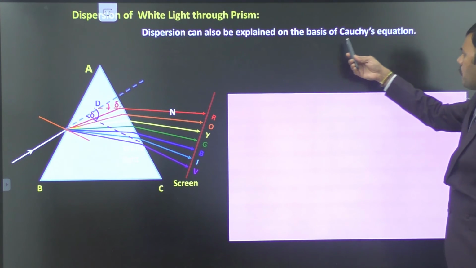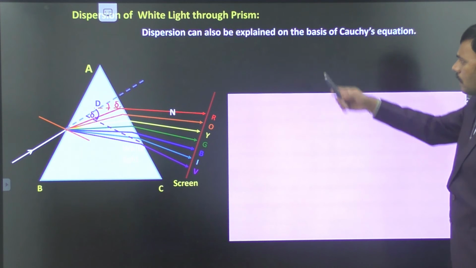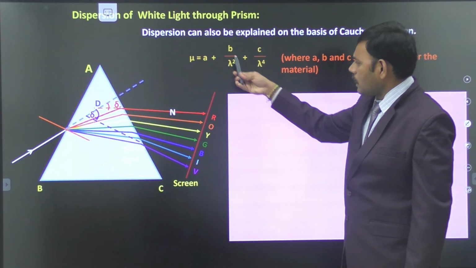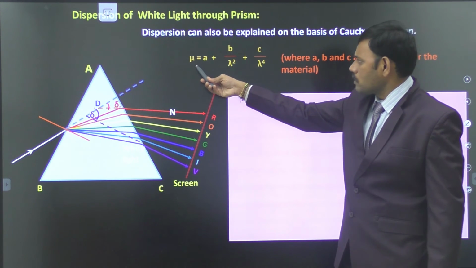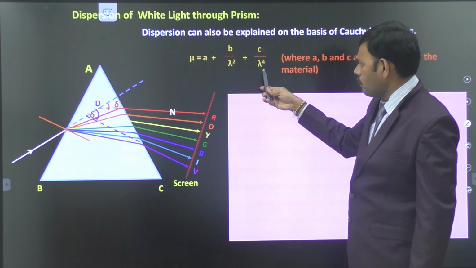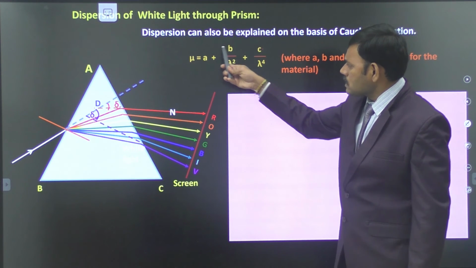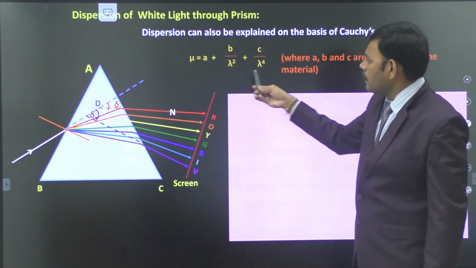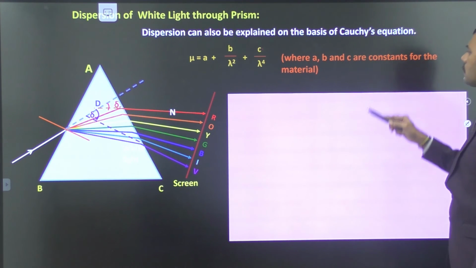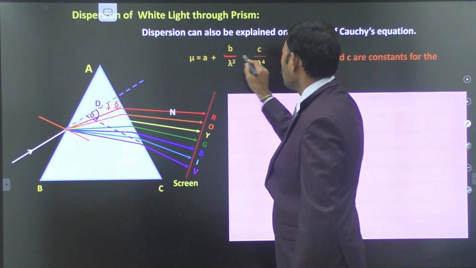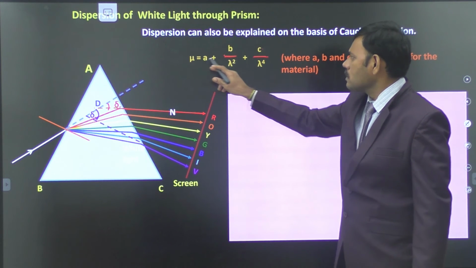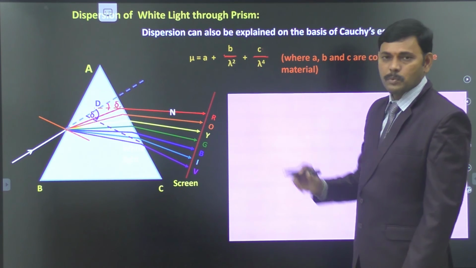So it can also be explained on the basis of the Cauchy equation. Let us consider the Cauchy equation. Refractive index and wavelength are related by this equation known as the Cauchy equation. Mu is equal to A plus B by lambda square plus C by lambda power 4. So refractive index and wavelength are related by this expression, where A, B and C in the expression are considered to be constant values. Then refractive index and wavelength are related in this expression.